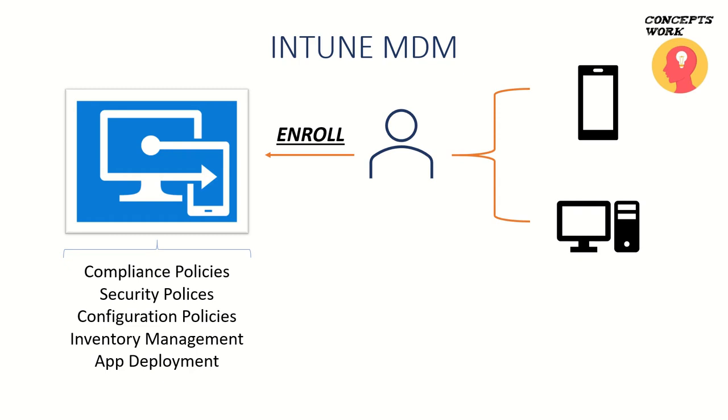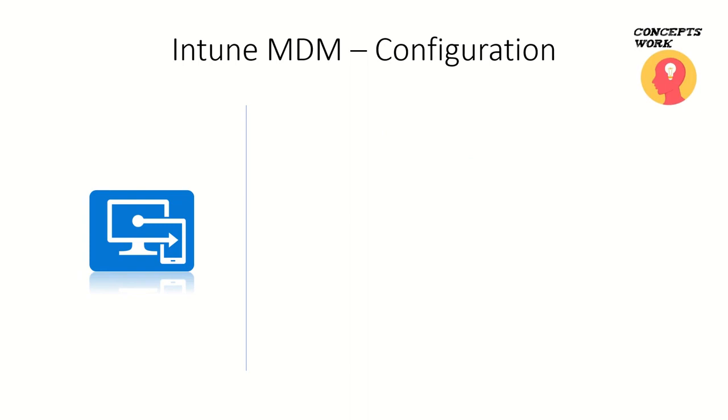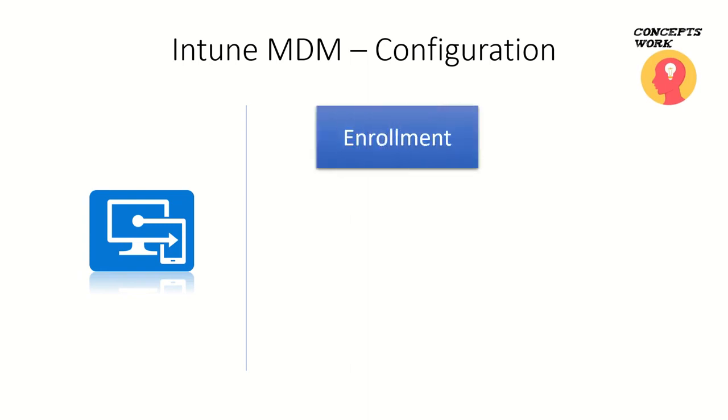Inventory management and app deployment are very common nowadays for every MDM solution, but in the case of Intune, these things are slightly more organized. Now let's talk about Intune MDM configuration and the three different phases. The first one is enrollment. This is the section where you define the settings for what kind of platform is allowed, and whether you are allowing personal devices to get enrolled or not.